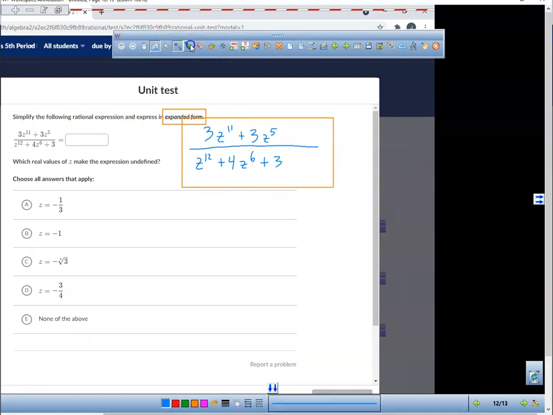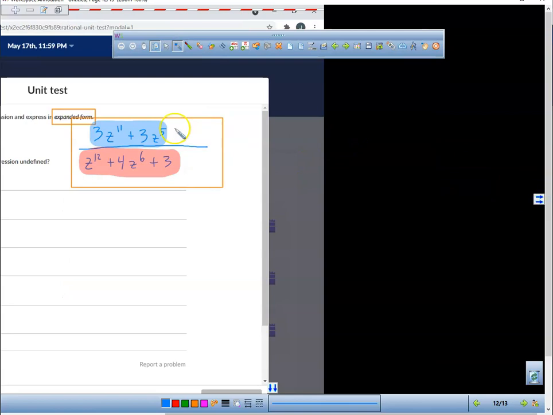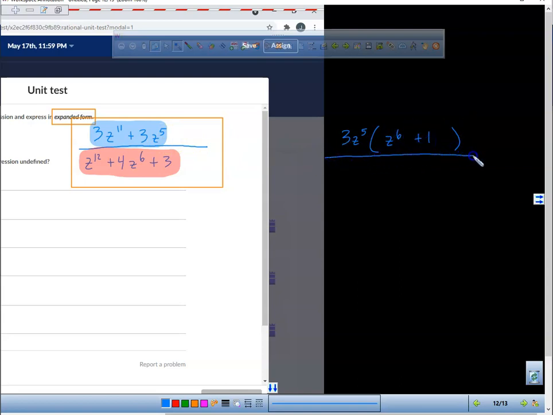All right, we're going to break this down and factor the numerator and factor the denominator. Numerator: what can we factor out? We can factor out a 3. How many z's can we factor out? A total of 5. And what does that leave us with? z to the power of 6 plus 1. If you want to check your work, you always distribute to see if it gets you back to your original expression, and that does.